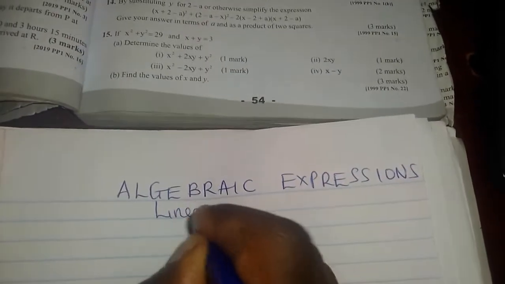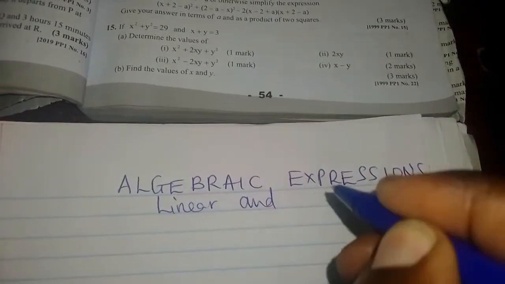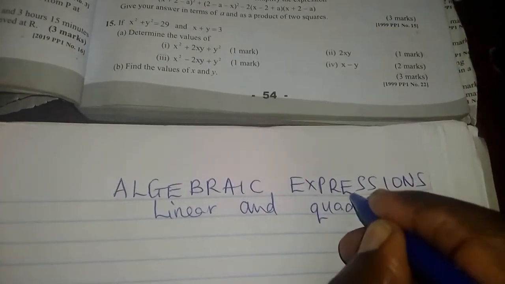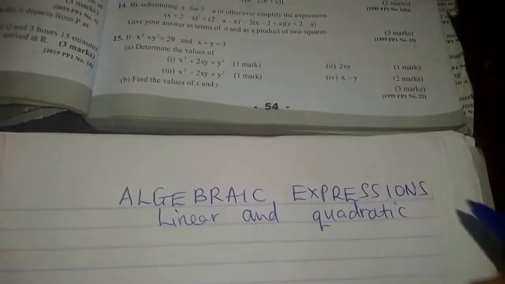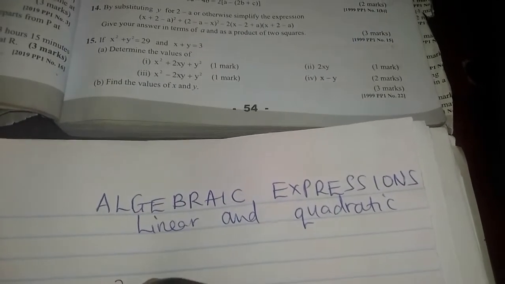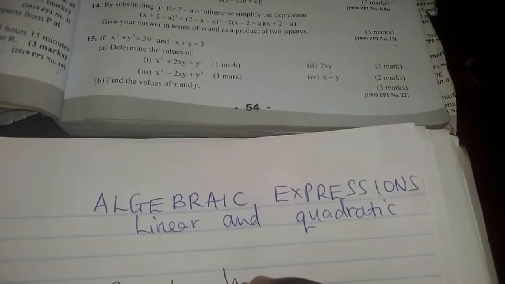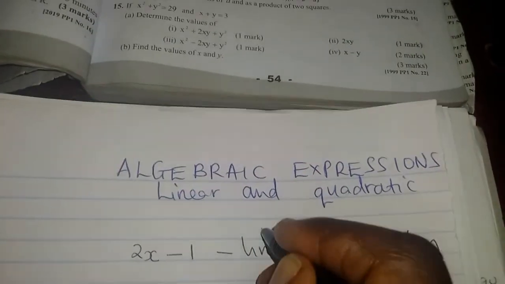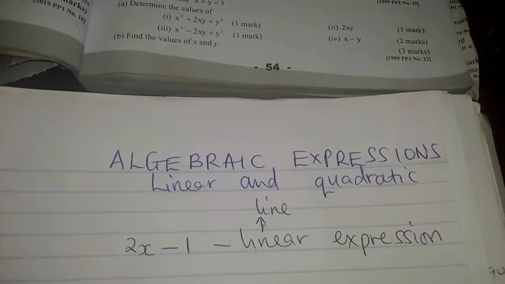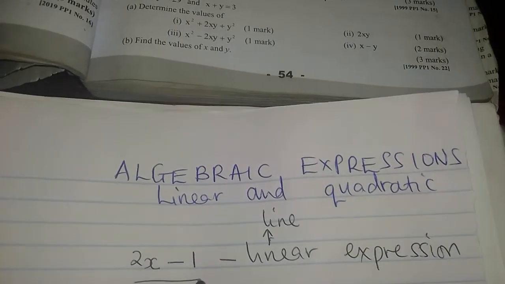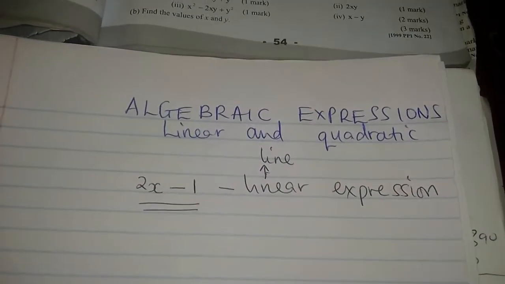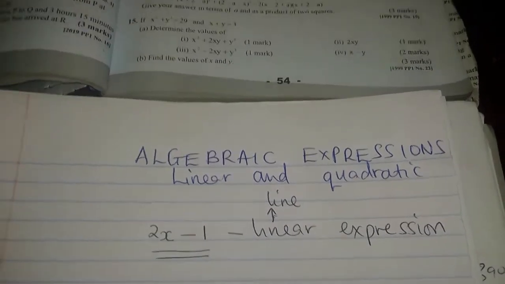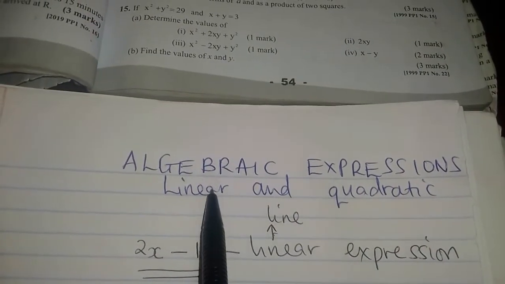We have what we call linear and quadratic. For example, I can say 2x minus 1. This one becomes a linear expression. And the word linear comes from what we call line. So linear, line, that means this can be an equation of a line. So algebraic expressions can either be linear or quadratic.